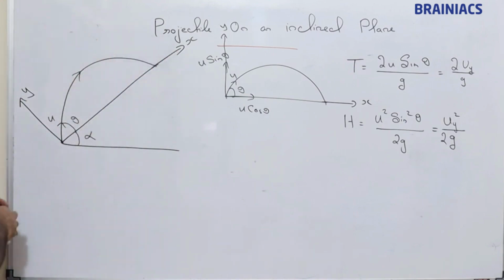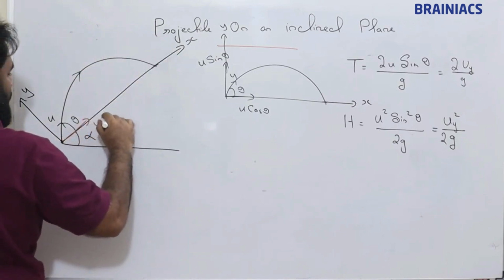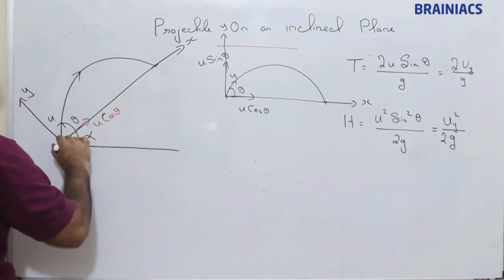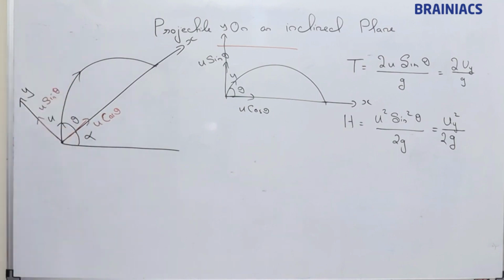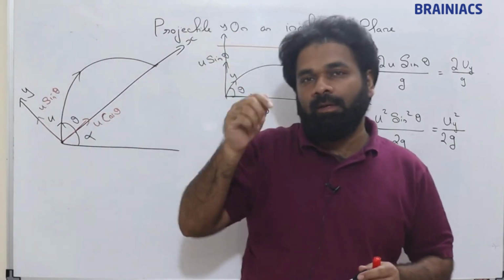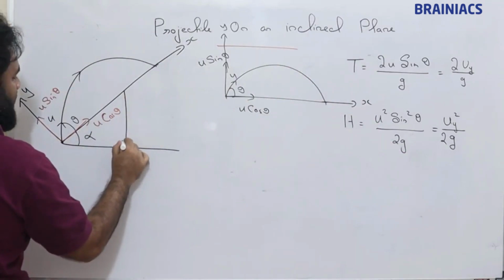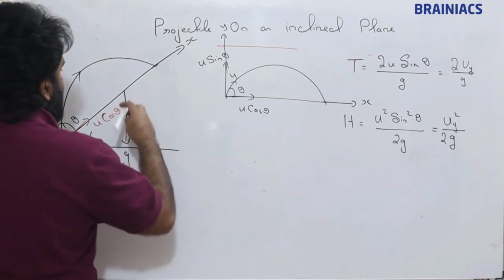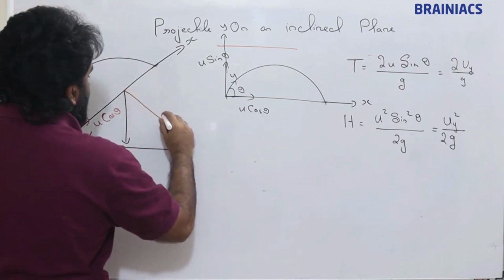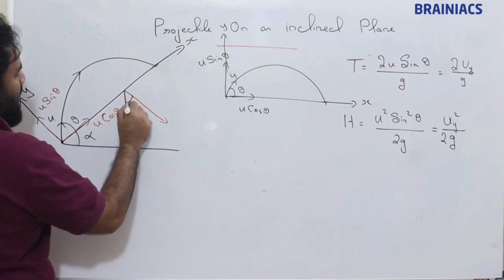Now I am going to resolve this u into u cos theta and this as u sin theta. Now always g will be acting downwards. So we will be marking g acting downwards, towards the ground. So when we resolve that g, if this is alpha, then this is also alpha.